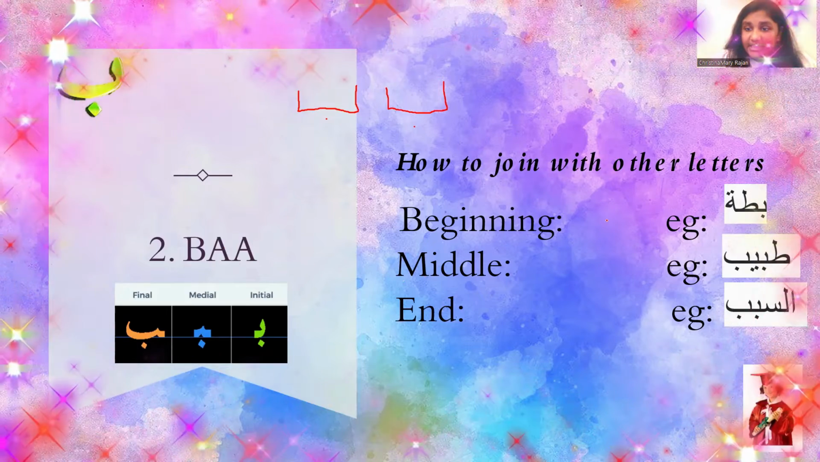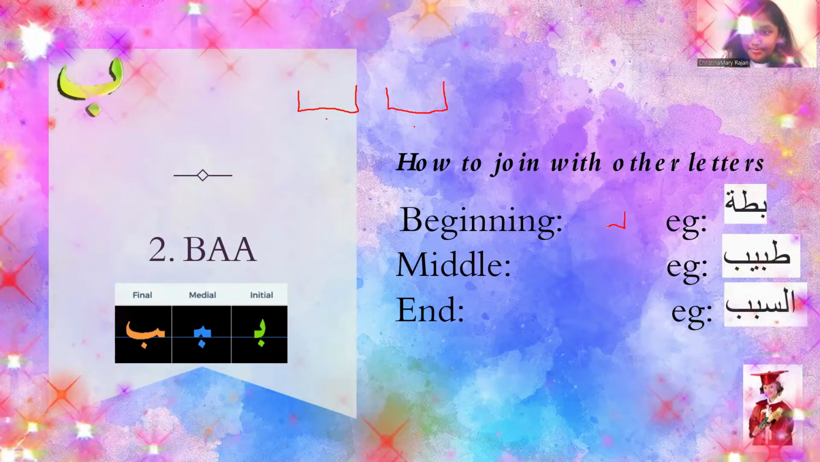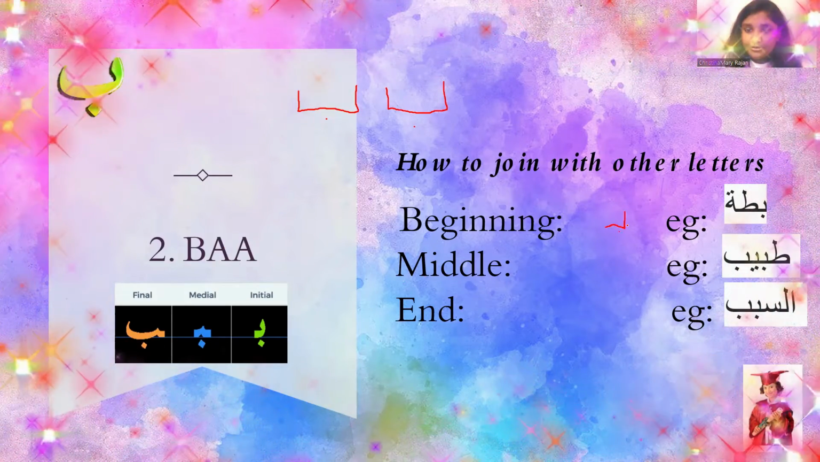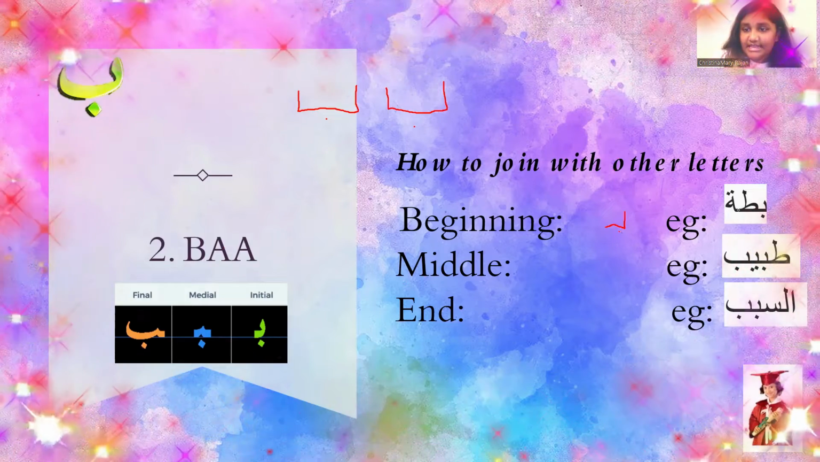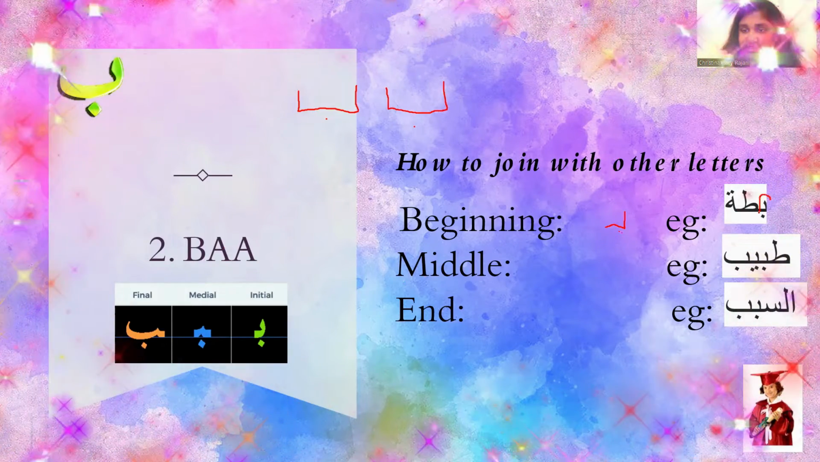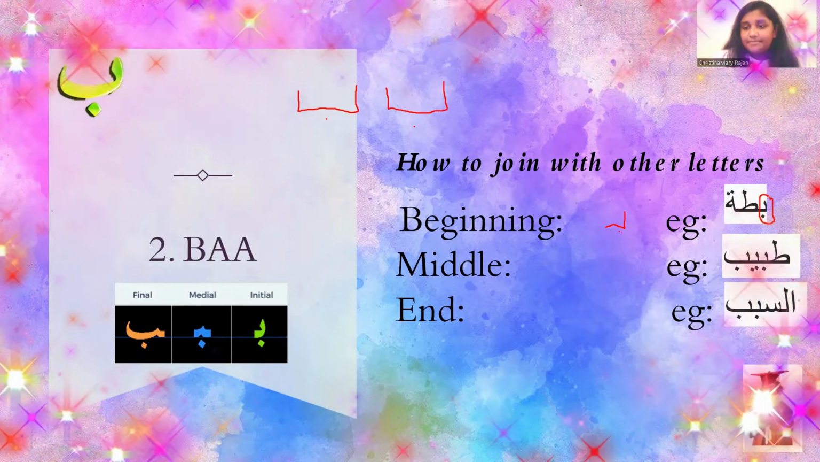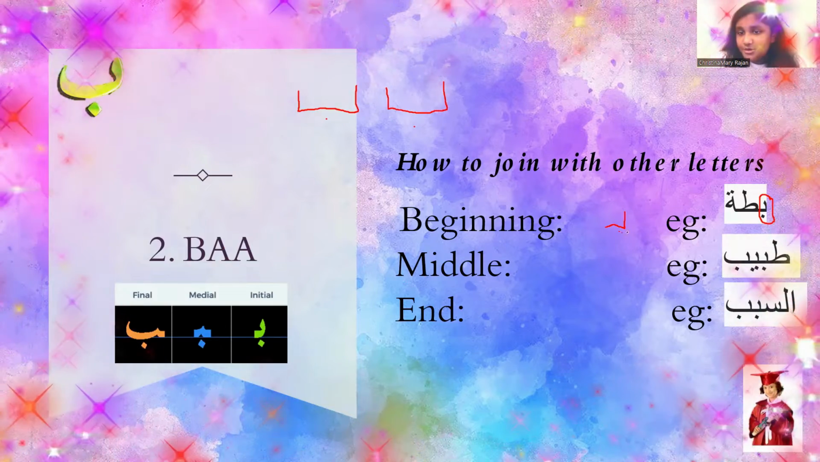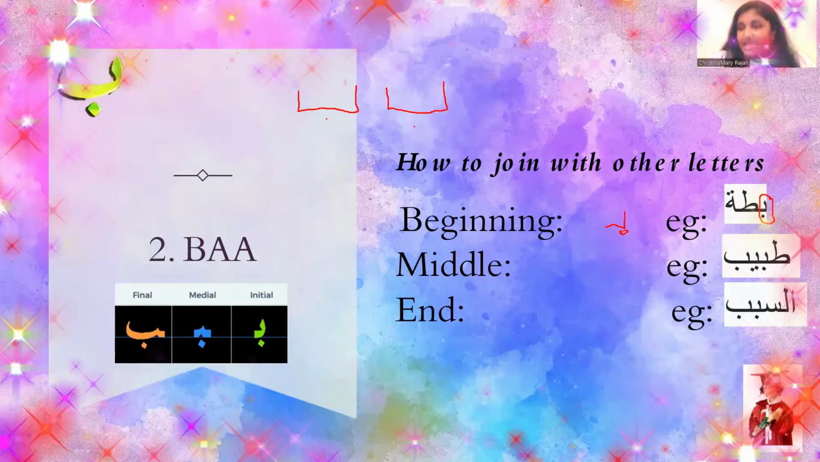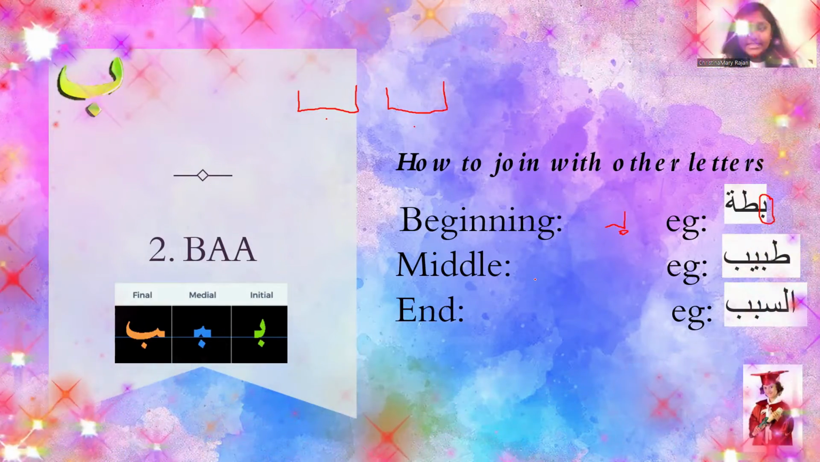In the beginning, it's like this. Only halfway through, and a dot. Like in this word here, you can see batta. Here, ba is only given halfway through and a dot here. Next, we have the middle.